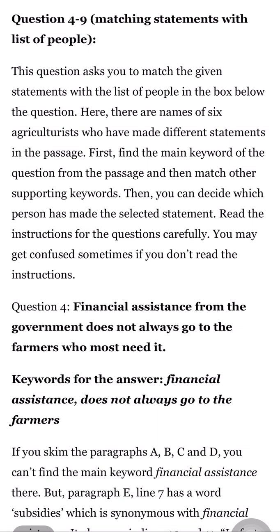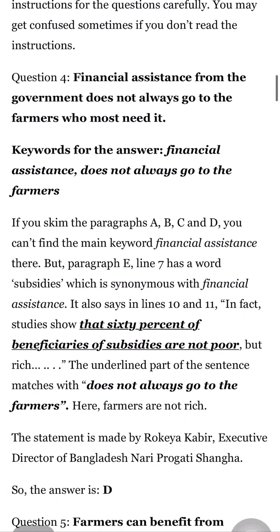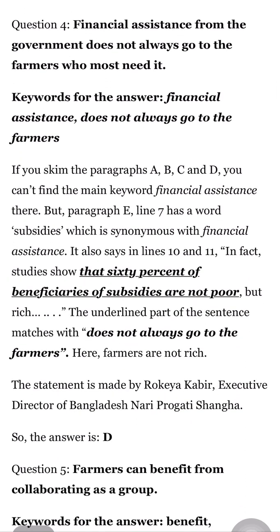Read the instructions for the questions carefully. You may get confused sometimes if you don't read the instructions. Question 4. Financial assistance from the government does not always go to the farmers who most need it. Keywords for the answer: financial assistance does not always go to the farmers.